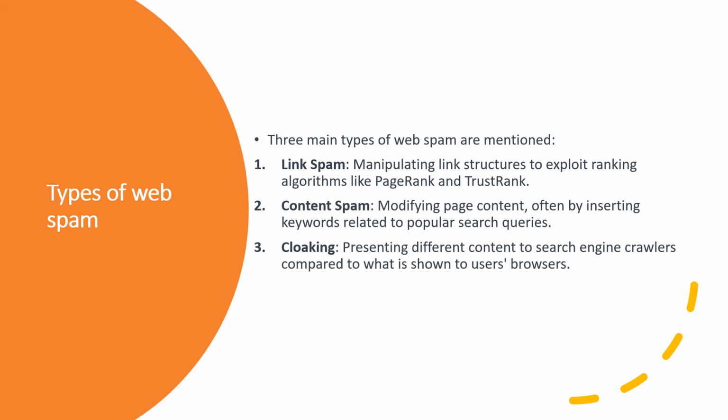So how many types are there and what are they? There are three main types of web spam: link spam, content spam, and cloaking. Link spam is manipulating link structures to exploit ranking algorithms like PageRank and TrustRank. Content spam is modifying page content, often by inserting keywords related to popular search queries. Cloaking is presenting different content to search engine crawlers compared to what is shown to users in browsers.